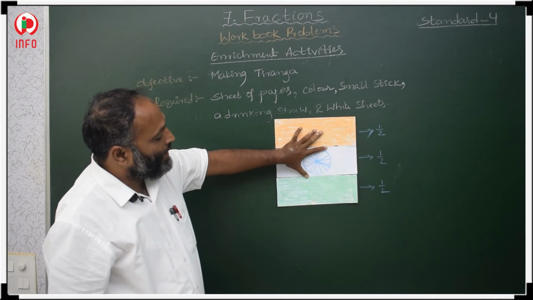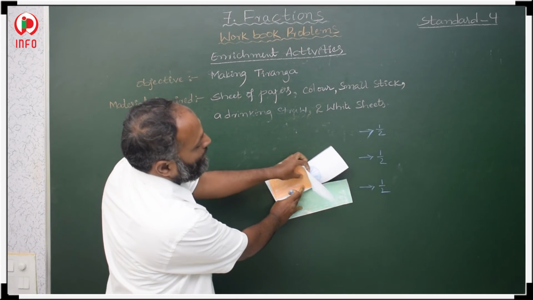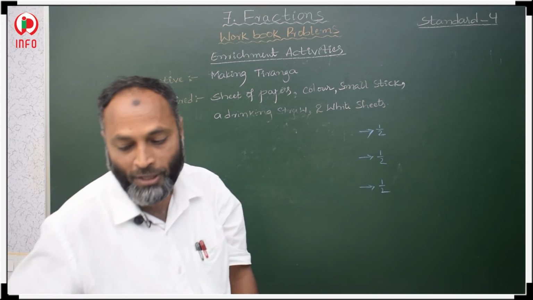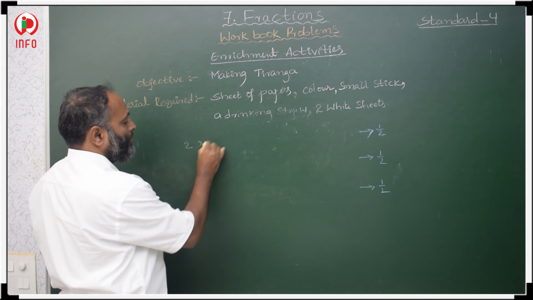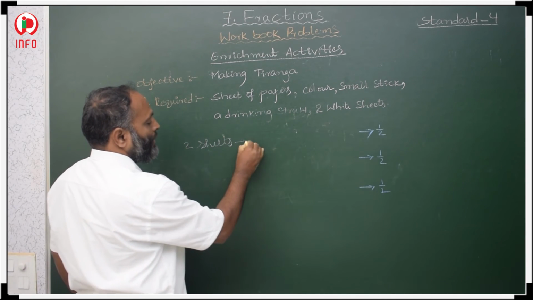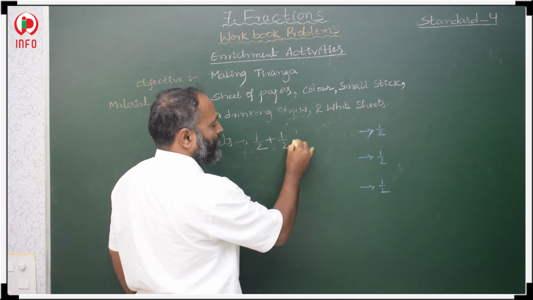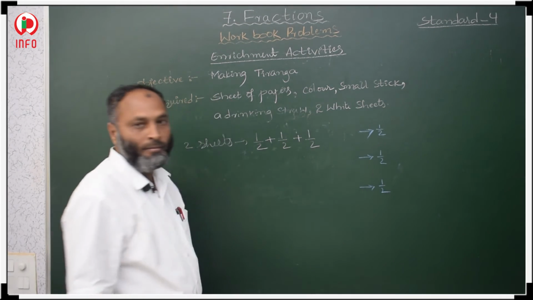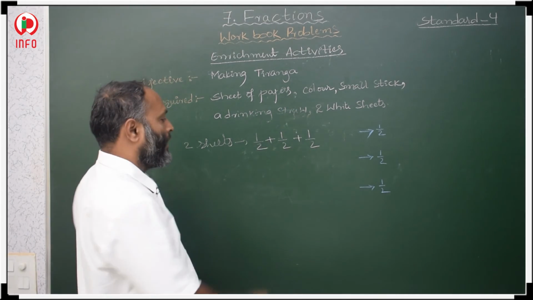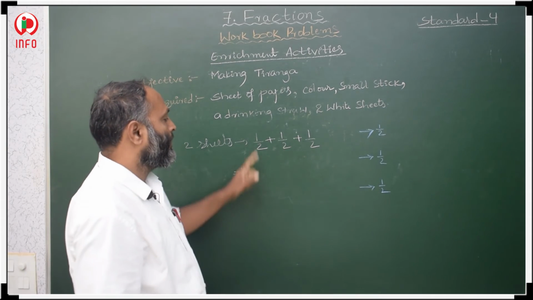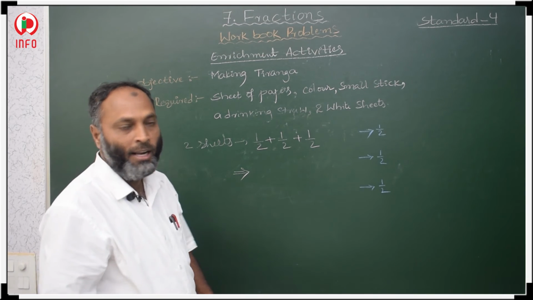Orange, white and green. So first, how much paper did we use? How much paper did we use in 2 sheets? In 2 sheets, we used half sheet for orange, half sheet for white, and half sheet for green. So, these 3 colors: half plus half plus half. Then how much paper did we use? Half plus half plus half means, all these are like fractions.